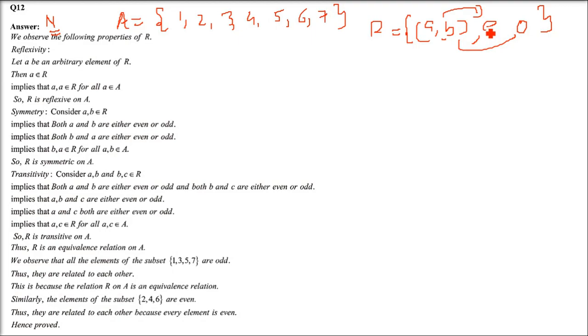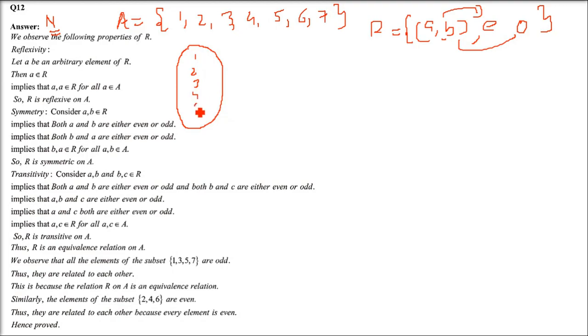Right. So show that R is an equivalence relation, and there is one more part here. Further, show that all the elements of the subset {1, 3, 5, 7} are related to each other, and all the elements of the subset {2, 4, 6} are related to each other. But no element of the subset {1, 3, 5, 7} is related to any element of the subset {2, 4, 6}. So let me start with a proper discussion here.